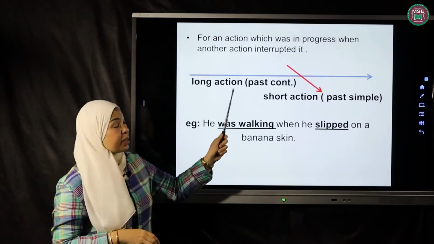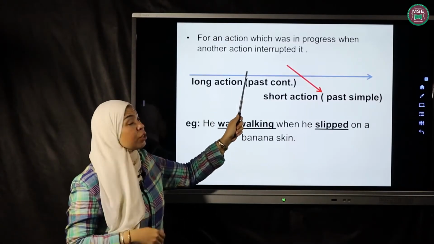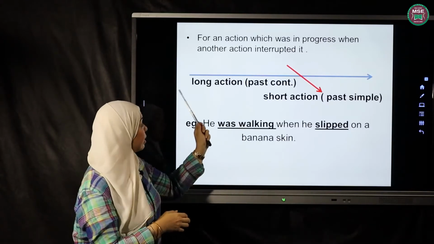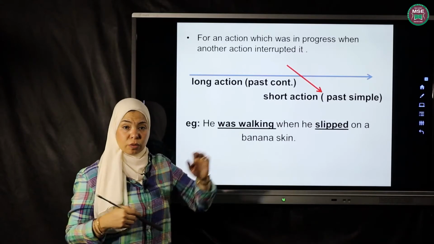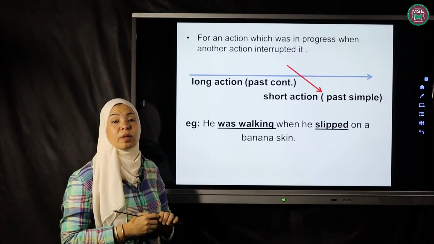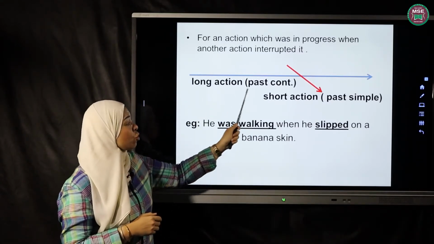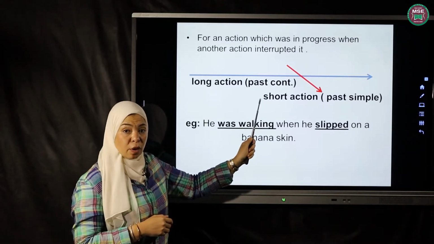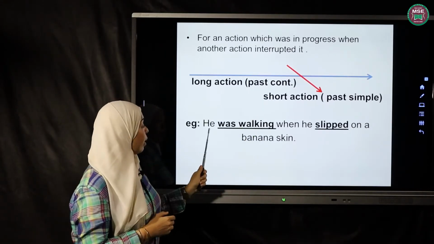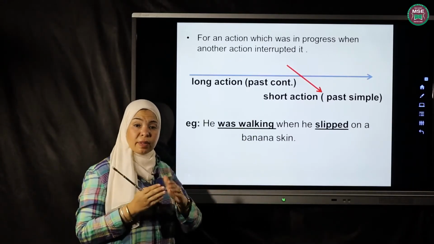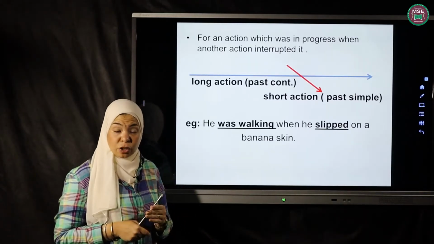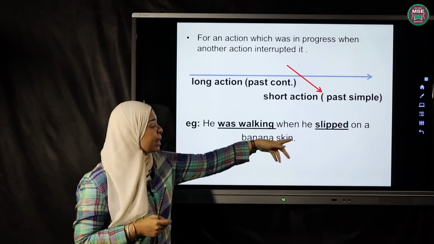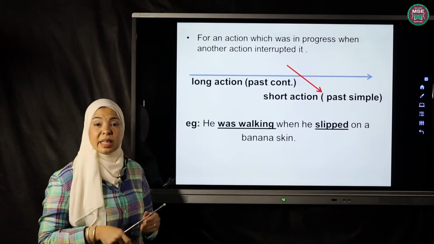For an action which was in progress when another action interrupted it. This blue arrow refers to the long action. We put the long action in the past continuous. As you see, the long action should be in the past continuous form. He was walking, this is the long action. Then another action interrupted this long action and stopped it: when he slipped on a banana skin, he slipped.